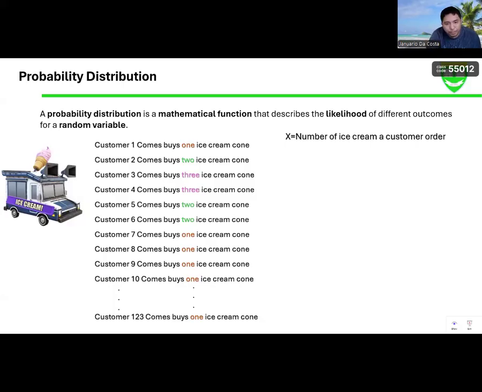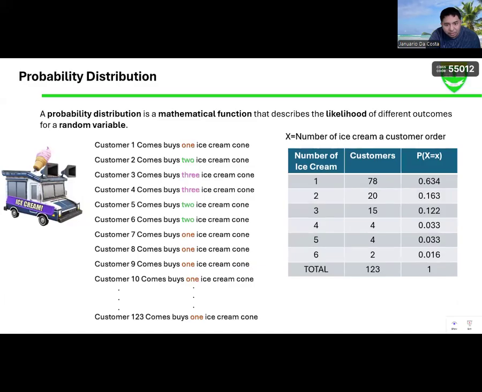Now, if I were to put this in a table, for example, this is just an example. For example, the number of customers who buy ice cream, the total is 78. There are 20 customers who buy 2 ice creams. There are 15 customers that come and buy 3 ice creams, and so on. And then there are 2 customers that come and buy 6 ice creams. Do you understand the table?